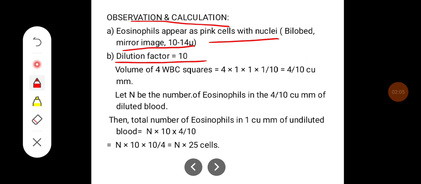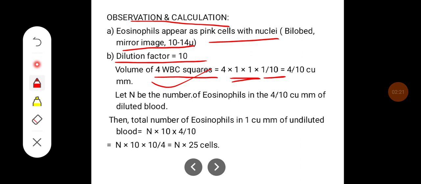The volume of 4 WBC squares is 4 into 1 into 1 by 10. So 1 into 1 is the length and breadth of a WBC counting square, and 1 by 10 is the depth. So 4 by 10 cubic millimeter is the volume of 4 WBC squares.